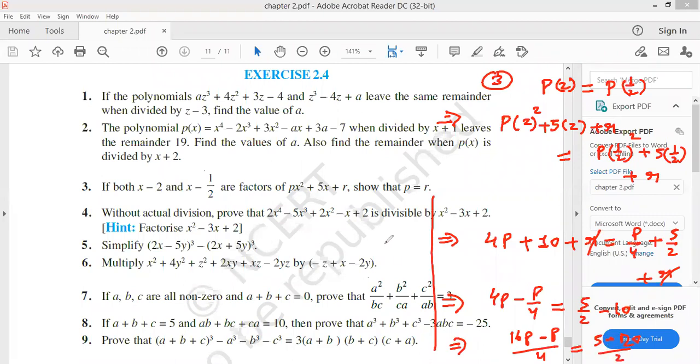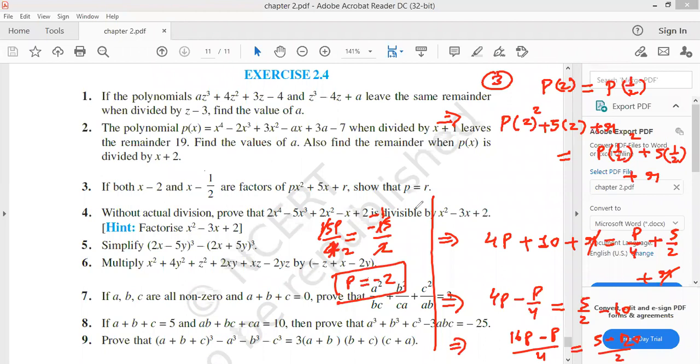It will be what? 15p by 4 is equals to minus 15 by 2. So this 15 and 15 is cancel out, right now? And this 2 1 ja 2, 2 2 ja 4. That means the value of p will be what? Minus 2. This much is clear.